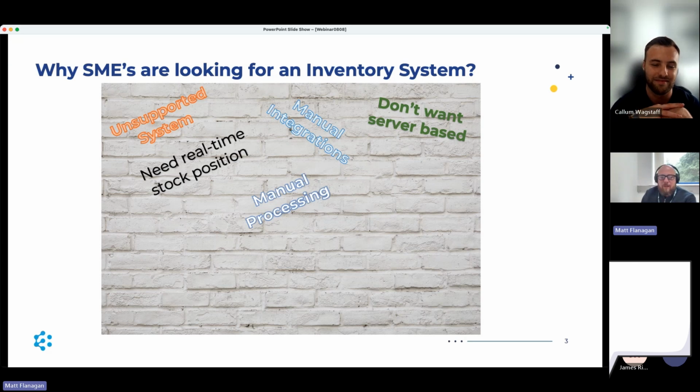Manual processing, which goes to manual integrations. We've seen lots of people doing manual elements, whether it's between systems or between processes. I think we've already covered that to a level.